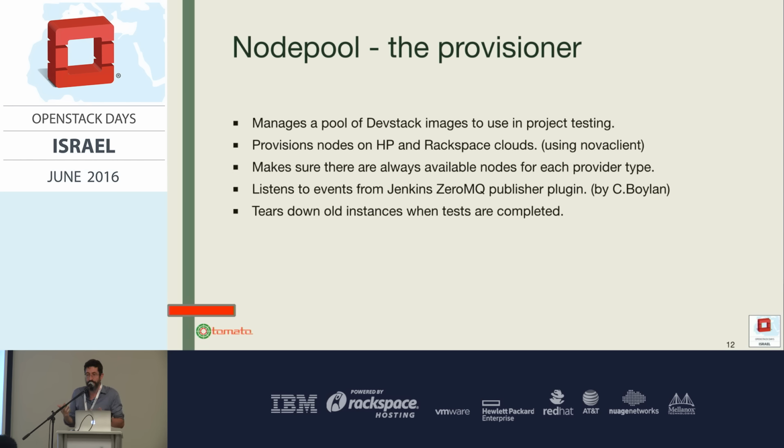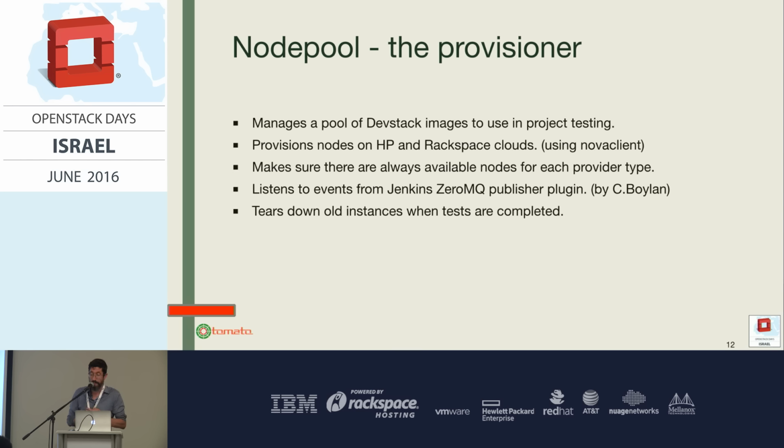For that reason, the OpenStack infra team developed Nodepool, which is a project that makes sure that we always have available nodes for OpenStack infrastructure tests, integration tests. What Nodepool does, it provisions nodes on the HP and Rackspace clouds that are provided for the OpenStack projects respectively by HP and Rackspace.